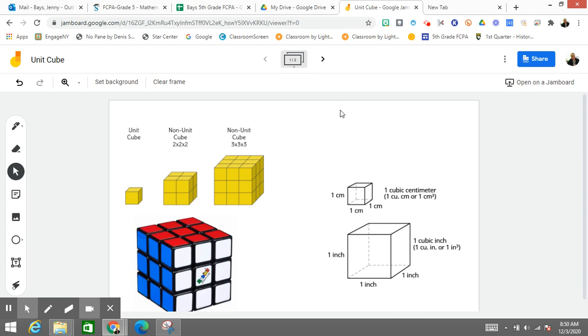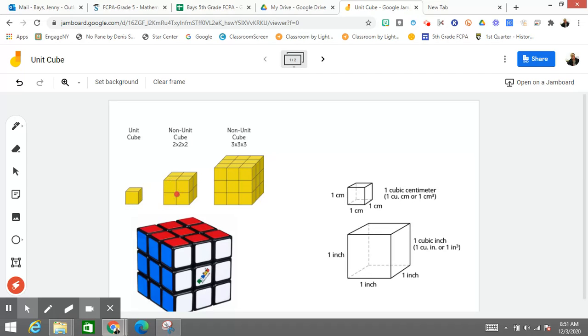A unit cube is just what it sounds like, a cube that measures 1 unit on each side. It can be different sizes, but it needs to measure 1 unit on each of those sides. So look at the yellow examples here. This is a unit cube. Each side measures 1. We don't know the units, so we're just calling it a unit cube.